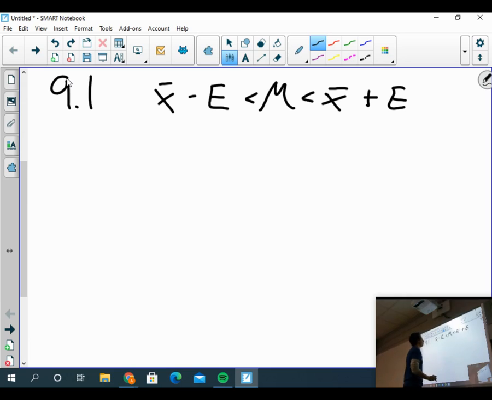X bar minus E is less than mu is less than X bar plus E. And what was the whole idea of 9.1? Well, the idea is, let's say I have some population. And obviously, whatever we're measuring in that population, there is a mean, a population mean. Think about maybe the fish in the pond to give a concrete example.